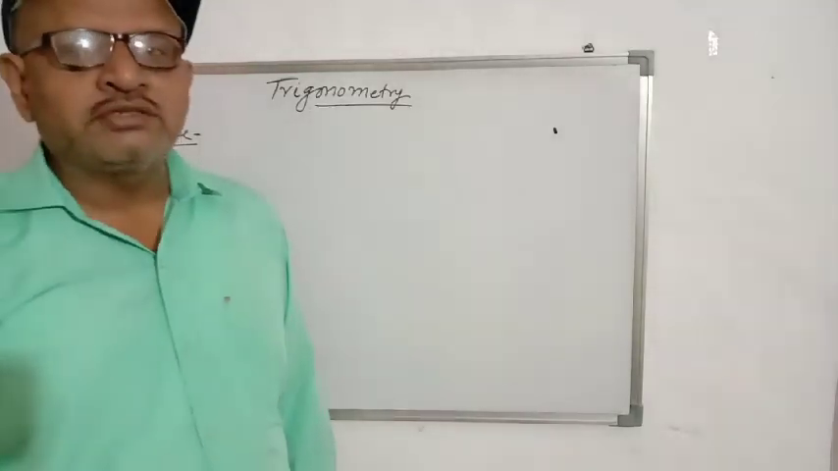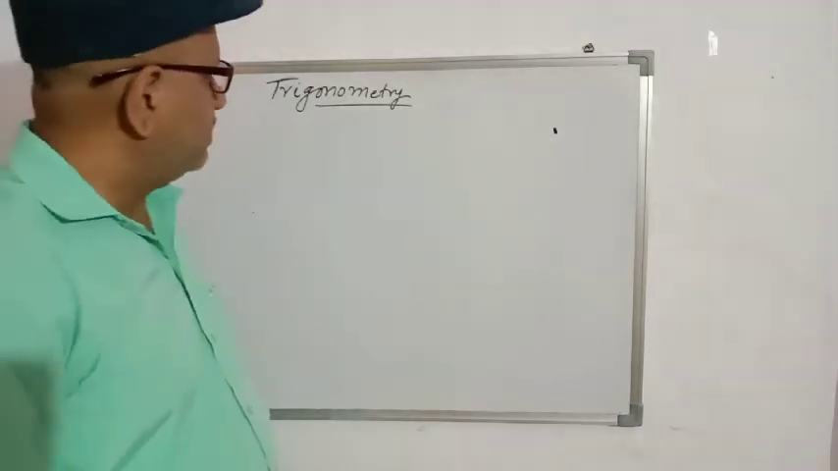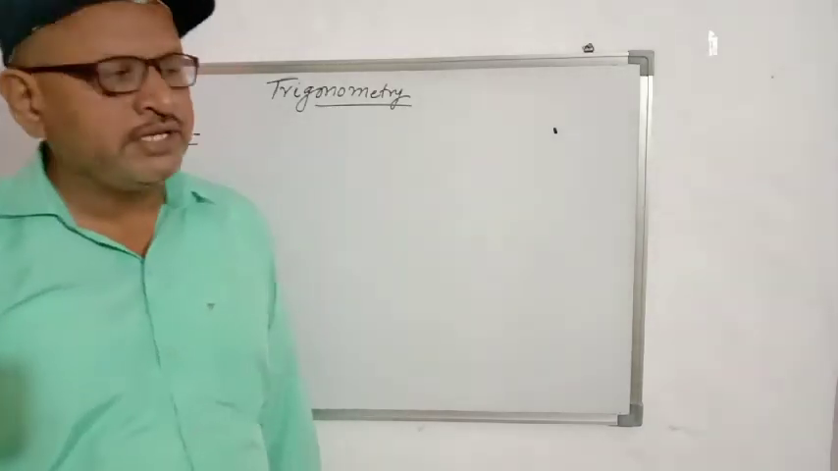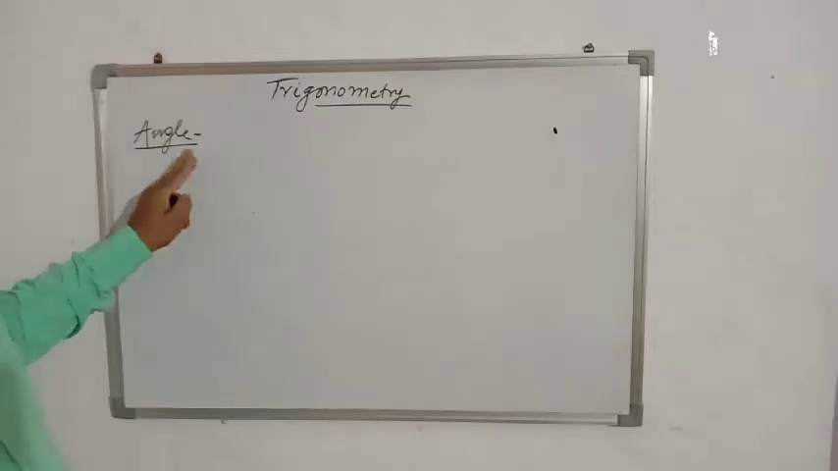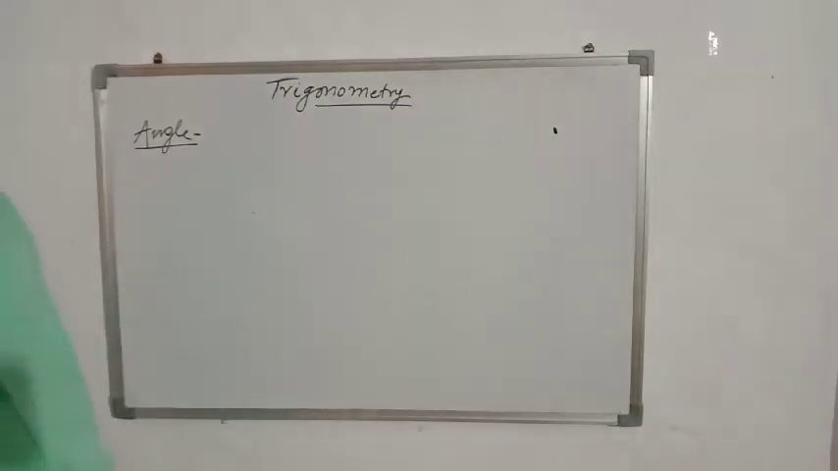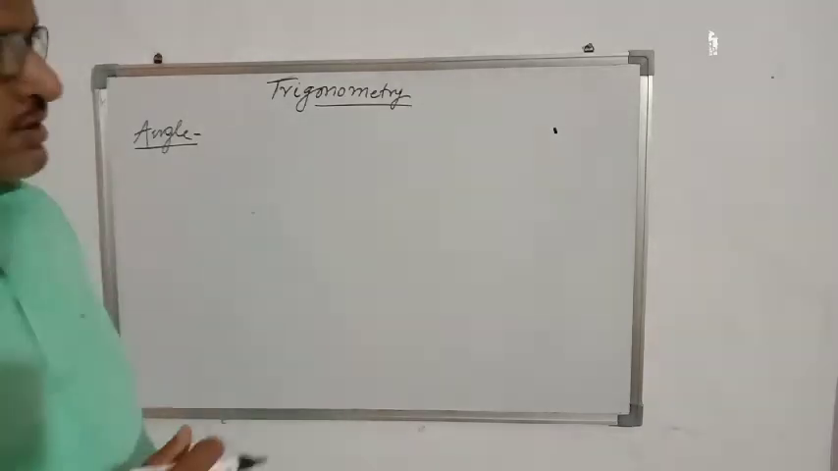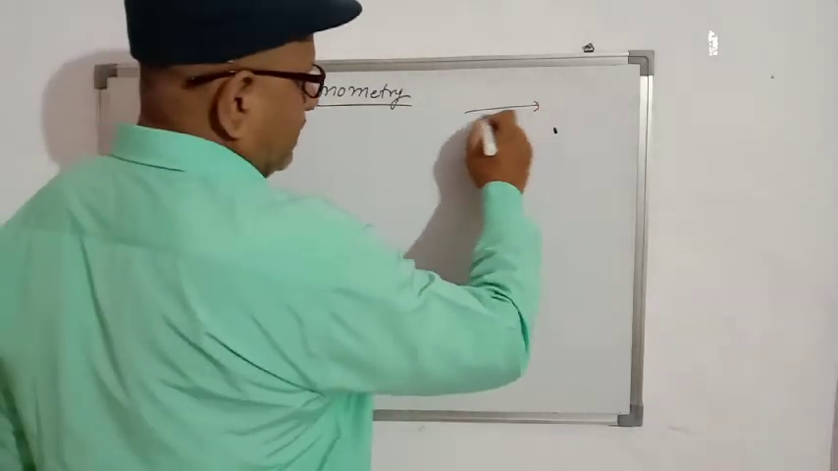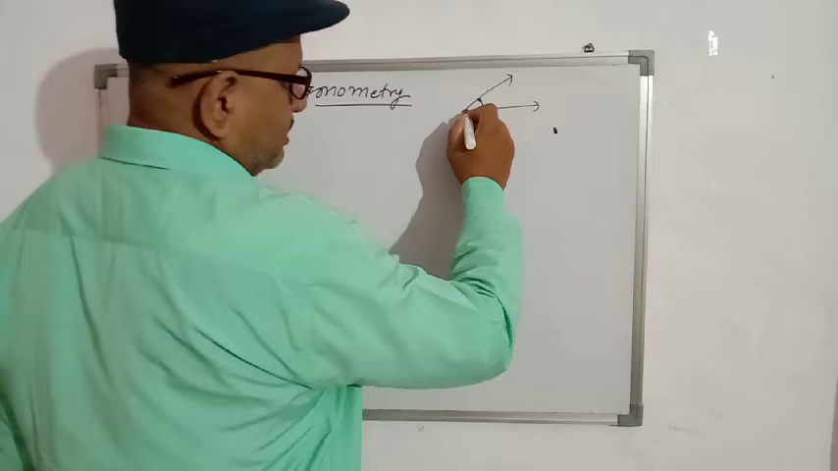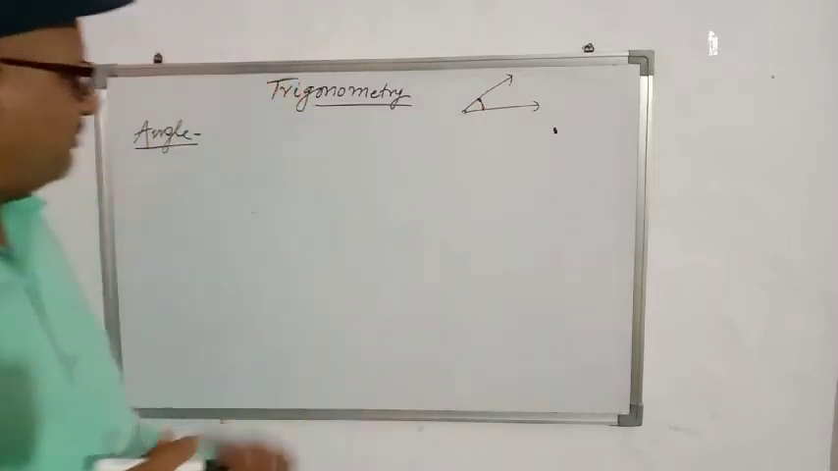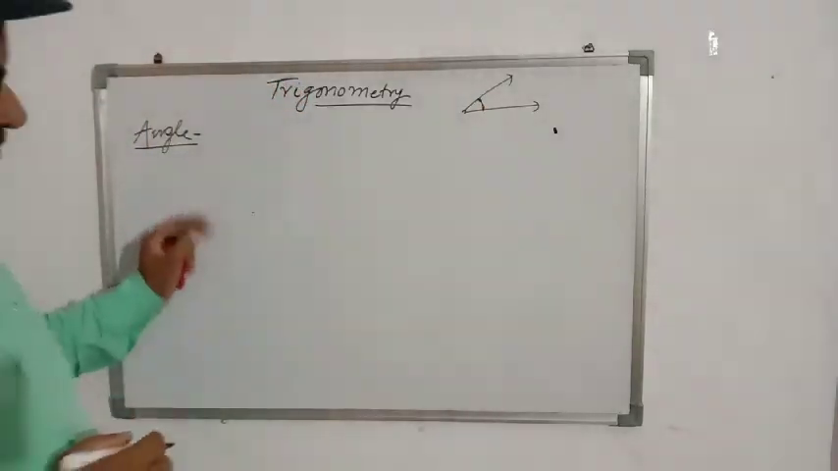Good morning, students. Today we will study the new chapter, trigonometry. In trigonometry, firstly we have to study about the angle. What is an angle? An angle is formed by two rays like this. One ray, another ray. This is called an angle. So how can we define an angle?